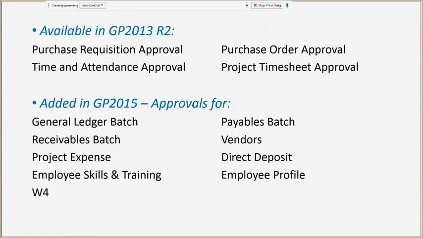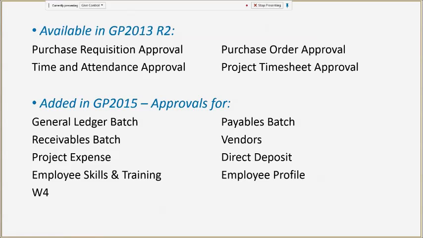In GP 2013 Release 2, the first 4 workflows were released. Those were for purchase requisitions, purchase orders, time and attendance, and project timesheets. All additional workflows are still available with the old workflow system.